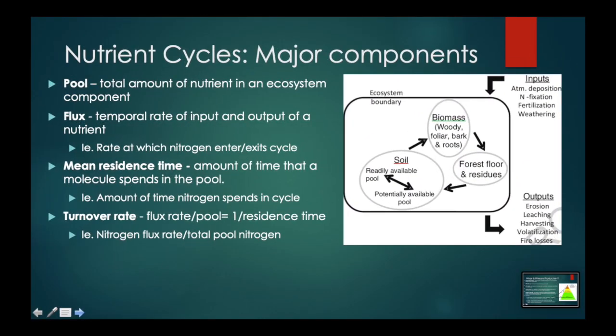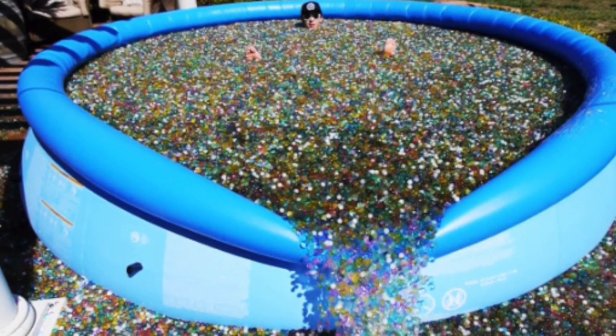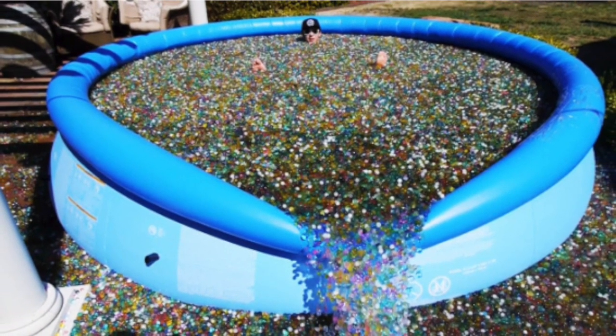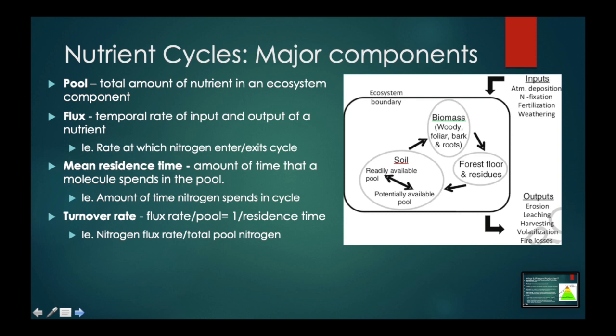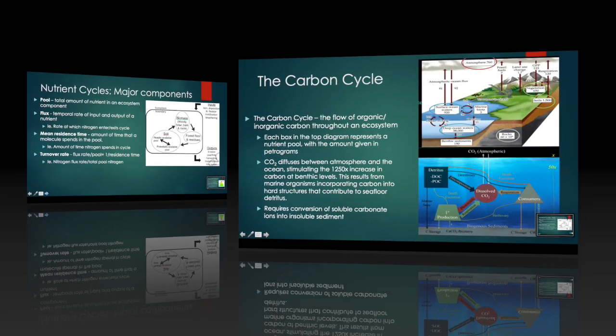So, what are nutrient cycles and major components of that? So we have a pool, and no, not a swimming pool, but a pool is just the total amount of nutrients in an ecosystem. We have the flux, which is the rate of in and out over time, so how much goes in, how much goes out over a given time, and the residence time, how much time this element stays in the ecosystem or the pool. And then the turnover rate is just the total rate it takes for the entire element to cycle through the ecosystem.